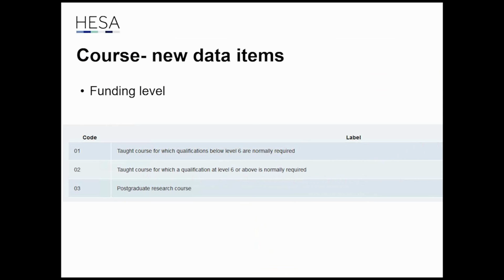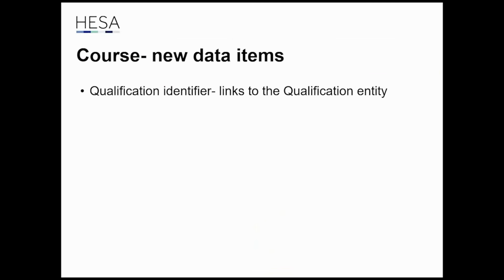A couple more then of the new fields. Qualification identifier. As I've said, a course must link back to a qualification that is the aim of that course. So the unique identifier for the qualification must be returned on the course.